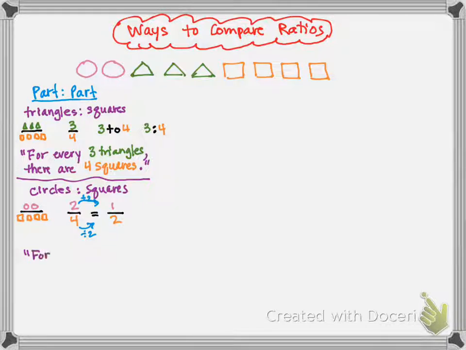Again, what's in purple is a frame. You should have this in your explanation. For every, and now we're going to go with the reduced answer, for every one circle, there are 2 squares. So we're giving the relationship between our 2 shapes, okay? And that's how I would write that.